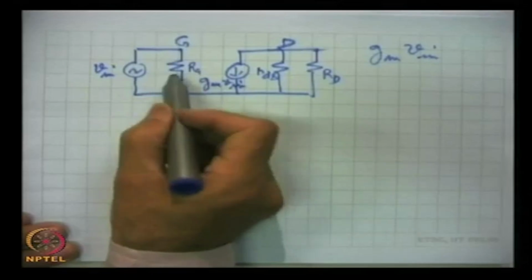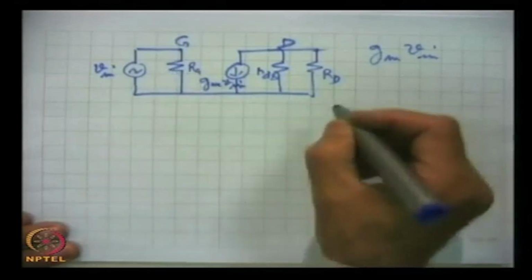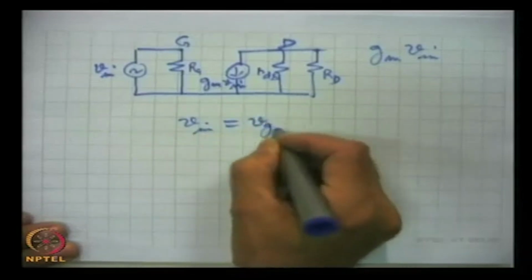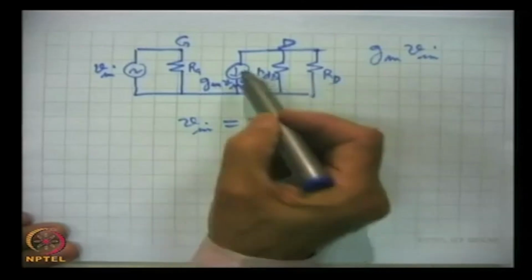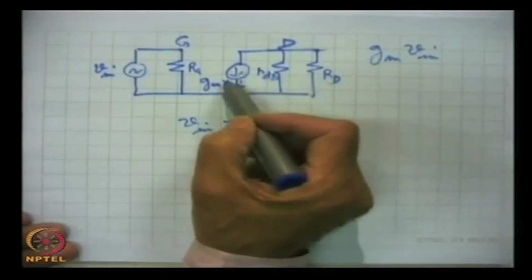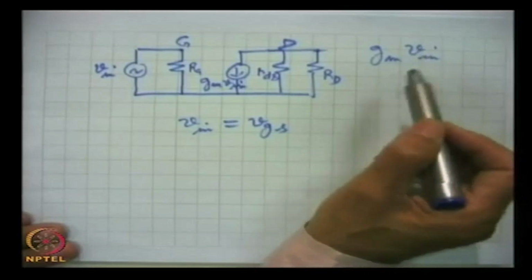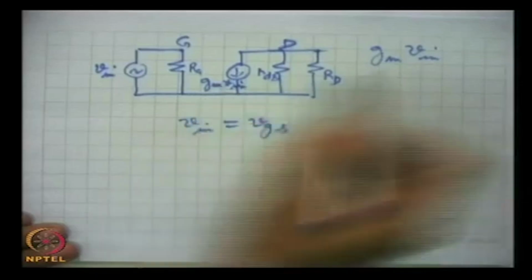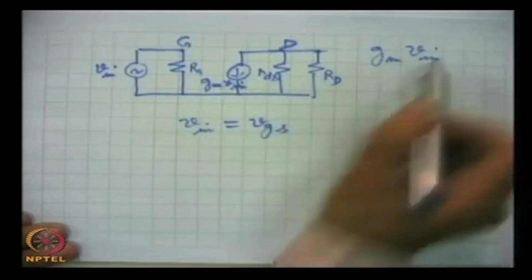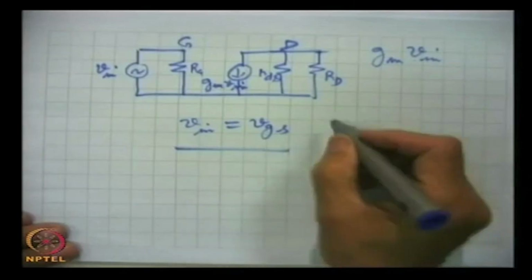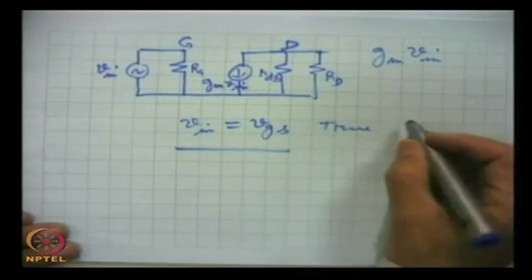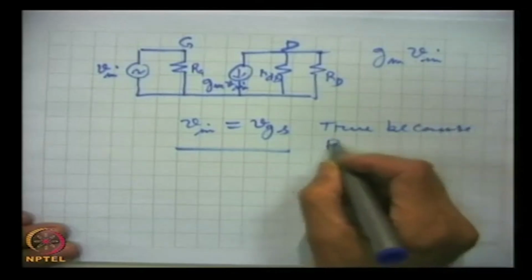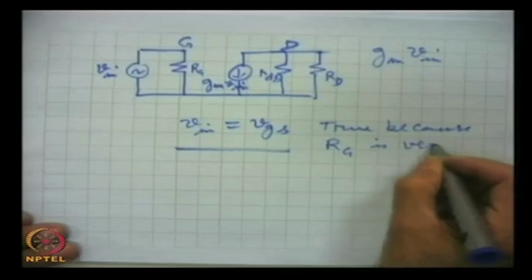Because this resistance is very high, V in is equal to VGS. You will recall that this current source in the model we have taken as GM into VGS, but here we have shown it as GM V in, and this is true because RG is very high.